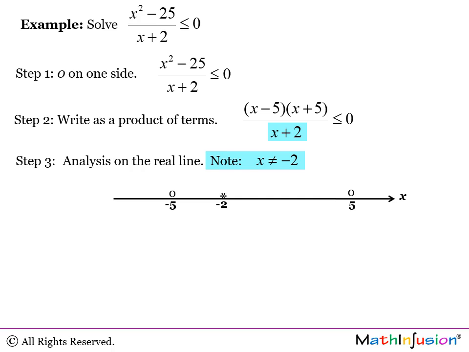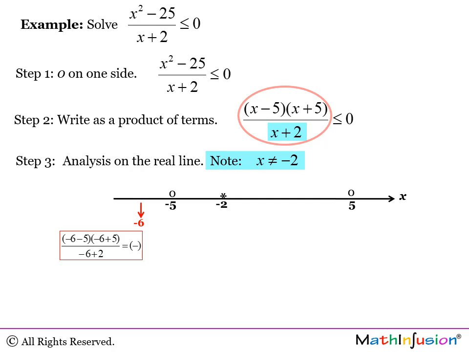Now I need to take a sample point from each one of those subintervals. Be careful. Even though -2 is not 0, when you see a 0, the no star, and another 0, it means that we have 4 subintervals that have to be checked. The sign of the expression x minus 5 times x plus 5 over x plus 2 can change when x passes through x equals -2.